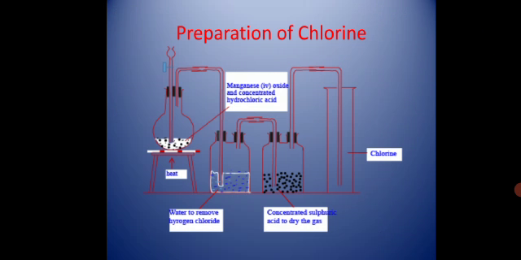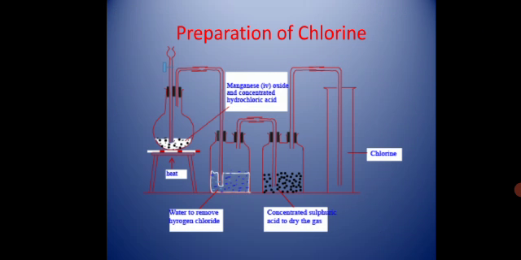There are other methods by which you can prepare chlorine. We can also manufacture chlorine by Deacon's process. This is an old process for the commercial preparation of chlorine, which is not used so much nowadays, but we can study this.